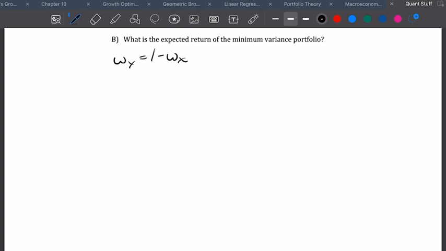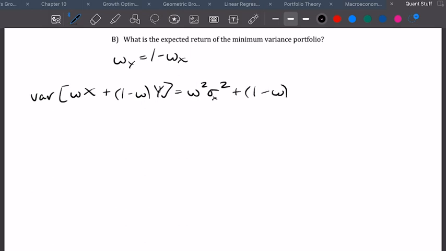So by doing so, we can represent the entire equation using only one weight variable, which would allow us to differentiate it. We can plug this back into the initial variance equation and get a formula only involving the weight of X. So we would have the weight of X times X plus 1 minus the weight of X times Y, the normal variable Y. And this would give us the equation: the weight of X squared times the variance of X plus 1 minus the weight of X squared times the variance of Y plus 2 times the weight of X and 1 minus the weight of X times the correlation of both variables and the standard deviation of X and Y.